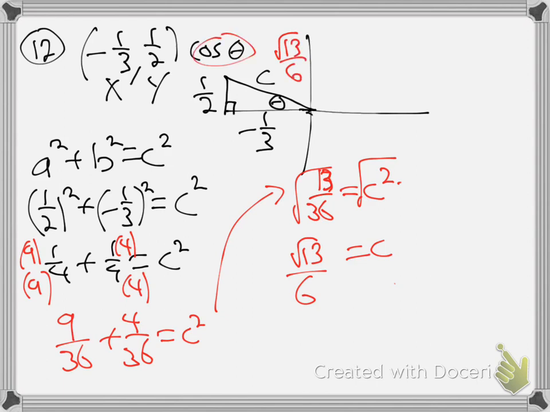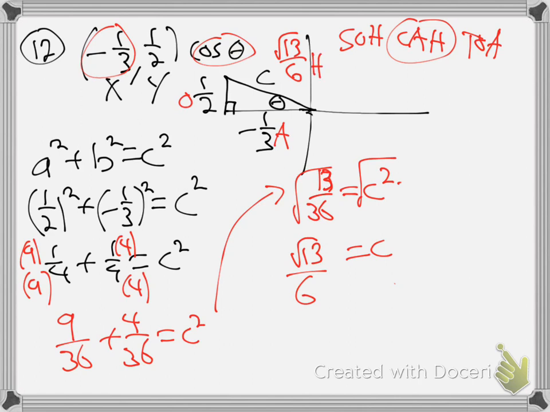So what now? What's cosine? Well, again, we can't just say it's x. It's x only when the radius is 1, the hypotenuse, in other words, is 1. So we just do the old SOHCAHTOA definition. What's cosine? Adjacent over hypotenuse. So for this angle, this is the opposite side, this is the adjacent side, and of course this is the hypotenuse. So cosine equals adjacent, minus 1/3, over the hypotenuse, root 13 over 6.